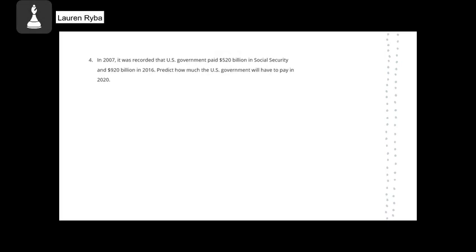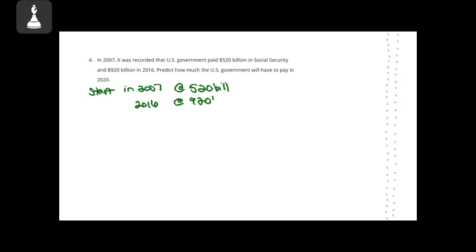In 2007, it was recorded that the U.S. government paid $520 billion in Social Security and $920 billion in 2016. Predict how much the U.S. government will have to pay in 2020. All right, so same process. We start in 2007 at $520 billion. And then by 2016, we are at $920 billion.